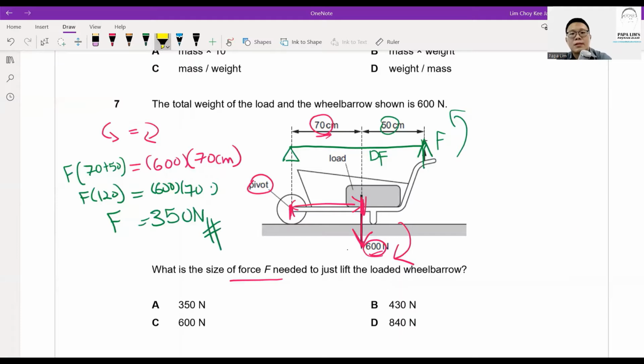Take note, a common mistake students make is with the perpendicular distance for F. They will use 50 cm or just reuse 70 cm again. But take note, perpendicular distance is always measured from the force to the pivot. That is the distance between them, so it will be 70 plus 50. Before your O level, you must know how to define perpendicular distance. It's always measured from the pivot to the force itself.